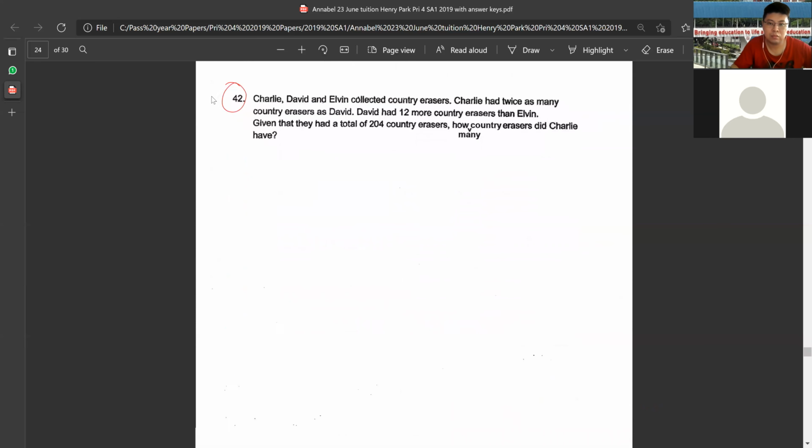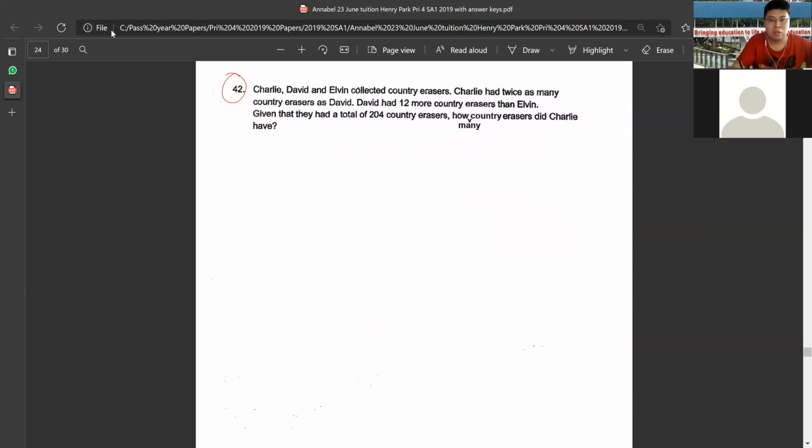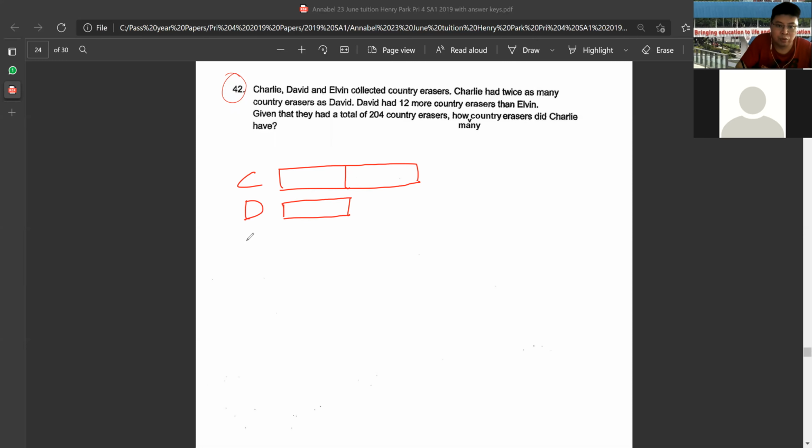42. 42 also has to draw a model. Charlie, David, Alvin collected country erasers. Charlie had twice as many country erasers as David. Charlie has twice as much as David. David had 12 more than Alvin. So Alvin is 1 unit. David is 1 unit plus 12. So this 1 unit plus 12. You understand now? Yes.